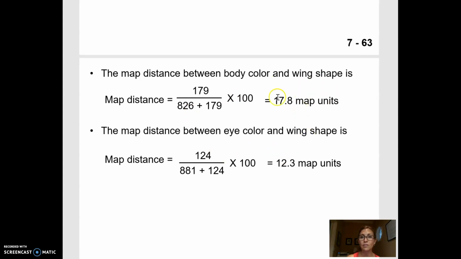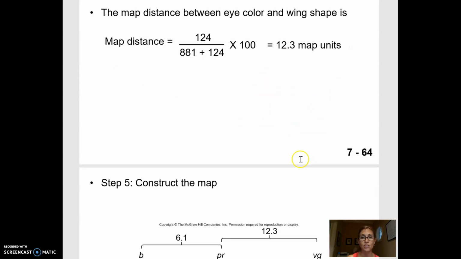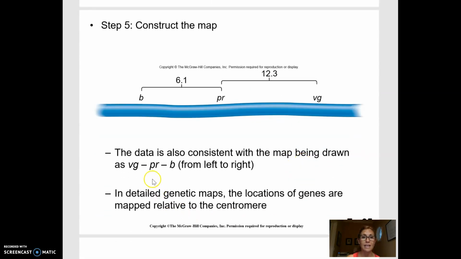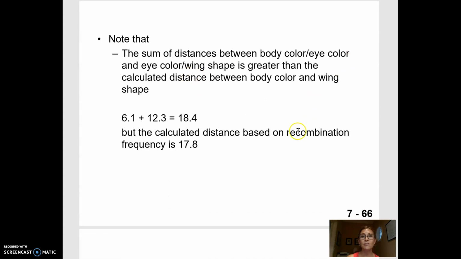They did this for a number of different traits: body color, wing shape, eye color, and on and on. And so here are 3 other traits, VG, PR, and B, and they were able to construct an individual map showing the distance among these 3 genes. Now, the sum of the distance between body color, eye color, and wing shape, it turns out, is actually greater than that between body color and wing shape. What? So you have 18.4 for body color, eye color, wing shape, versus 17.8.